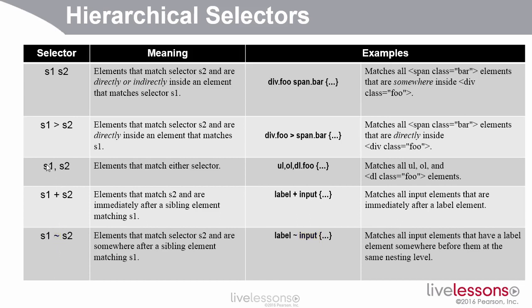So by far the most common of these is the space, which means nesting, but not necessarily direct nesting. Learn the top one. Learn the one with the space. Be aware that the other ones exist. When you become more of a CS expert, you can come back and learn the details, but you don't really need to learn the other ones now. Just know about the space for nesting.